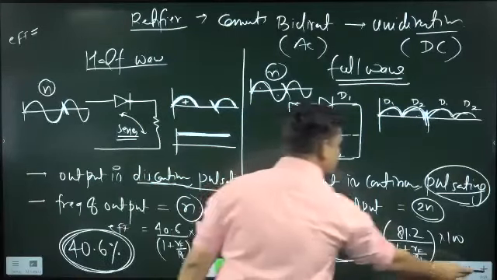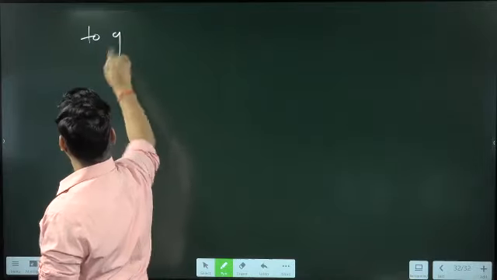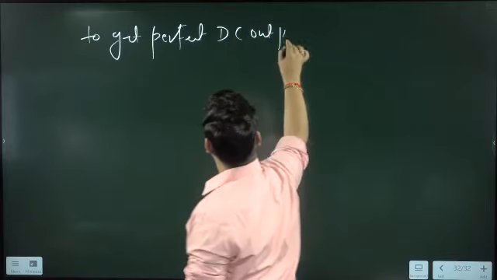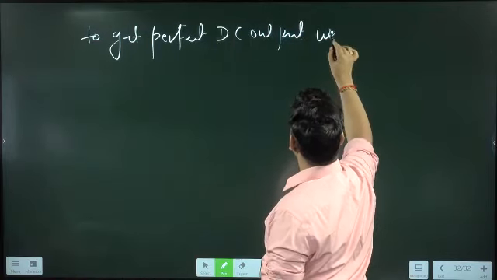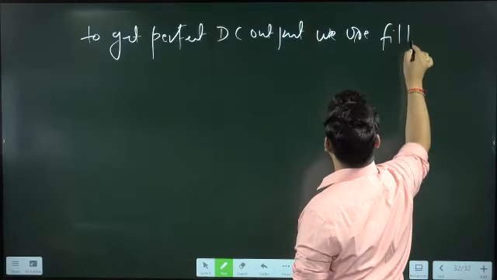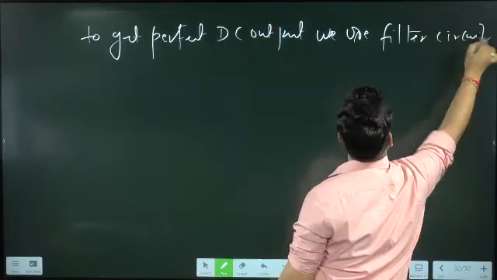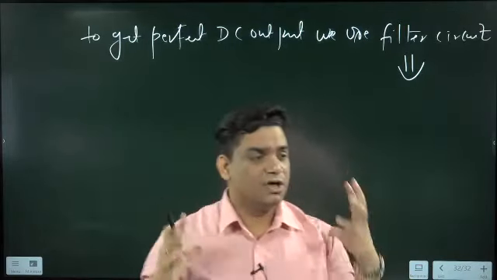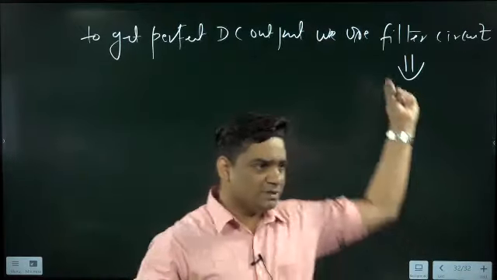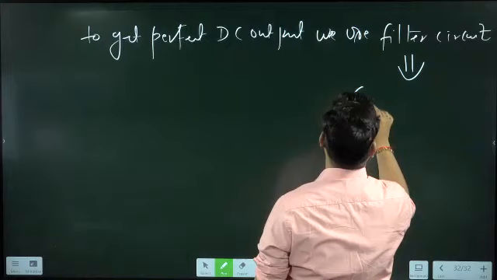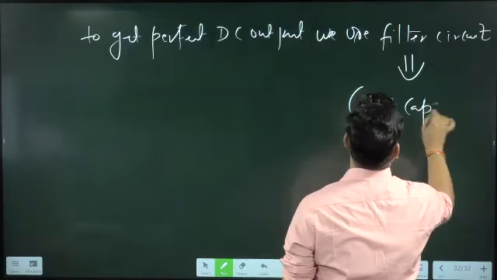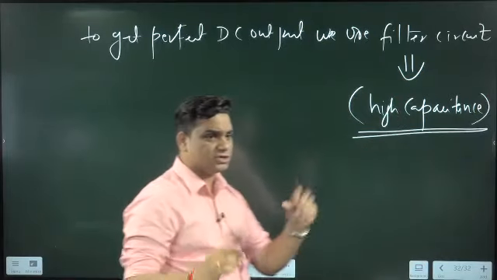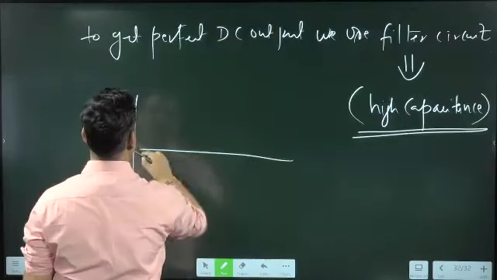So what we can write here: to get perfect DC output, we use a filter circuit. Filter circuit details are not there, you just have to remember that we use a filter circuit. They will ask, if you want to get perfect DC, what type of circuit we need, basically a filter circuit, and the filter circuit has high capacitance. This is the one thing you have to remember about the filter circuit, it is used to get the perfect DC. Means in the full wave we are getting it like this.